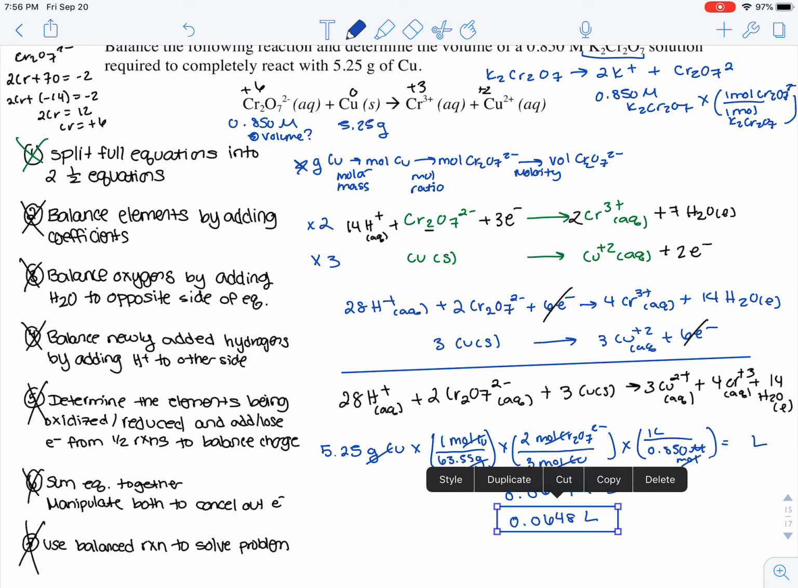First thing is to separate the big equation into 2 half reactions and see what you're dealing with. Then using water and hydrogen ions to balance out the appropriate elements. Then determining whether electrons were lost or gained to balance out the charges. Manipulating the equations to get an overall equation that is balanced with charges and elements. And then going back to solving the problem based off of stoichiometry.